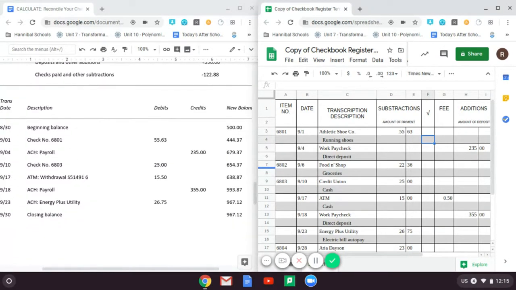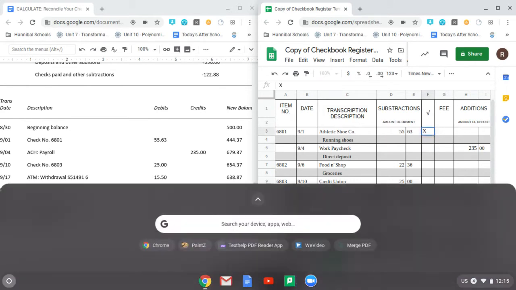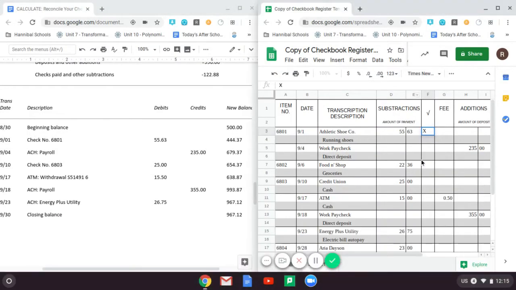So beginning balance 500, check number 6801 dated 9/1 for $55.63. That looks like it matches, so I'm going to put a big X there. Okay, so I know that athletic shoe company for some running shoes, which, hey, maybe this is me, that was check number 6801 dated 9/1. Everything matches up there, so that one is good.